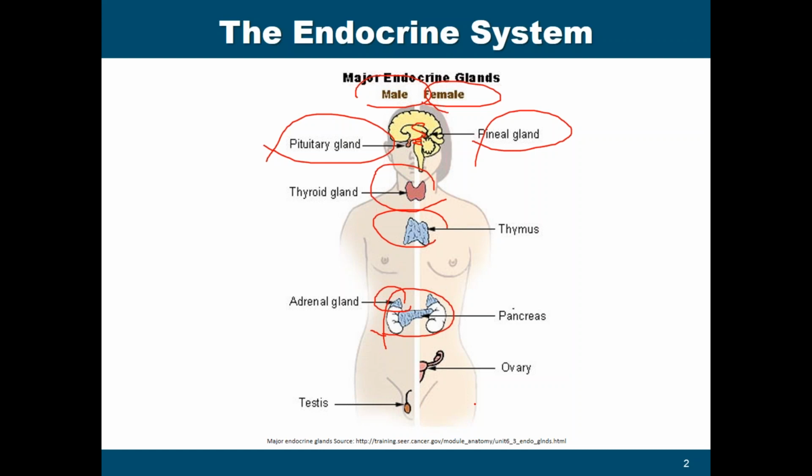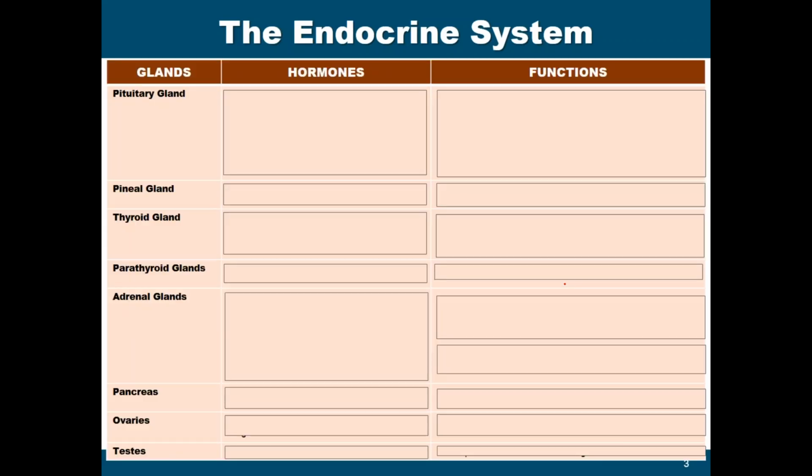Now you also have here your ovaries for the female and also the testes for the male, which secrete hormones that are really very important to promote reproduction and also to maintain or develop the secondary sexual characteristics. So let's discuss the endocrine system, the different glands, and the hormones that they secrete, and what are the functions of those hormones.